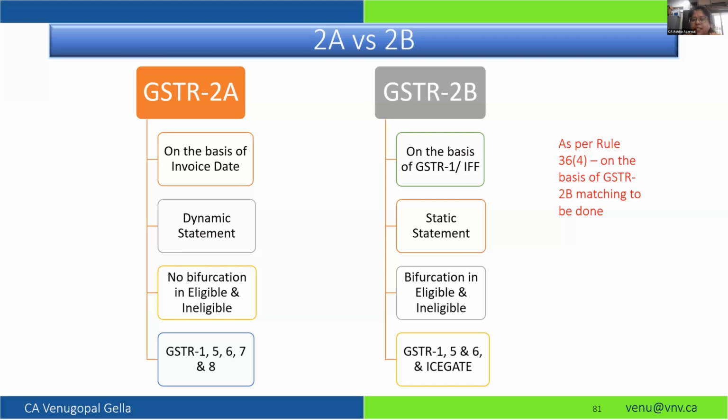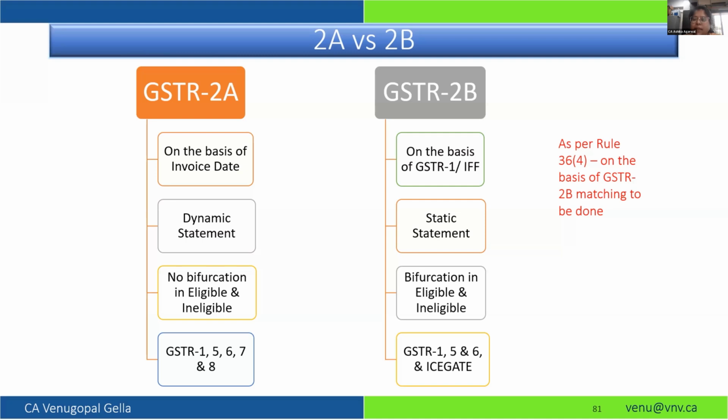Now 2A is basically on the basis of date of invoice. This form gets auto-populated on the basis of filing. Once your supplier has filed their GST return, based on the invoice date, it gets auto-populated. But 2B is on the basis of date of filing. It means if an April month invoice is filed in June, in 2A it will show in April month, but in 2B it will show in June.